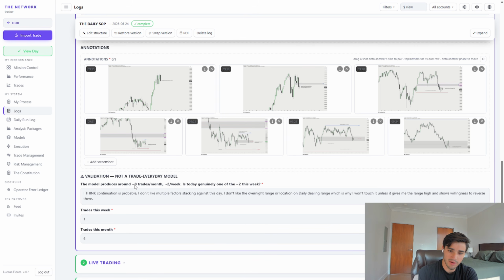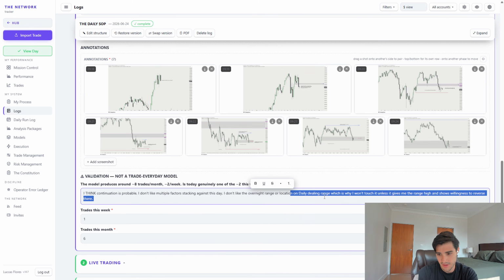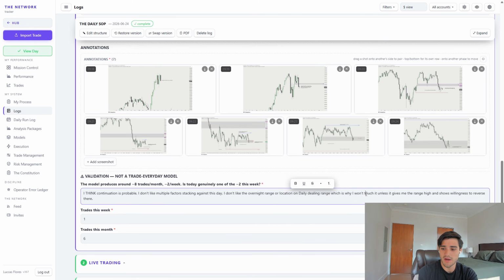Well, the model produces around 8 trades a month. What I said earlier, that's around 2 a week. So is today going to be generally one of the 2 setups this week? I thought continuation was probable. I don't like multiple factors stacking against this day. Don't like the overnight range or location on the daily dealing range, which is why I will not touch it unless it gives me the range high and shows me willingness to reverse there. So I've already taken 1 trade this week and 6 trades this month.